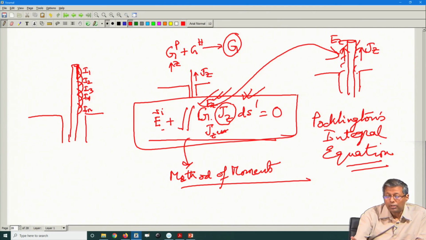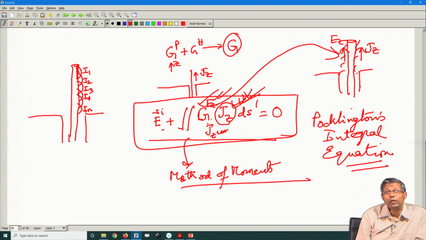Okay. So, using the method of moments it will be solved. We are not going into the details of the method of moments, but right now it is important for us to know that this current will be solved using the Pocklington's integral equation, after the Green's function is found out. Now, the most important thing here is, after this current is solved, I can make this equation work in reverse gear.